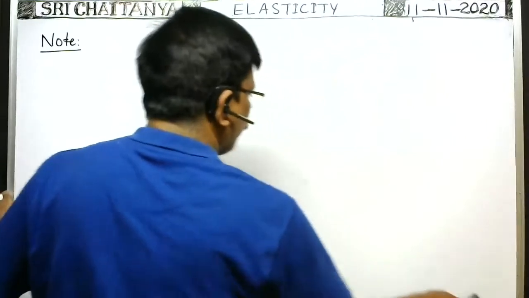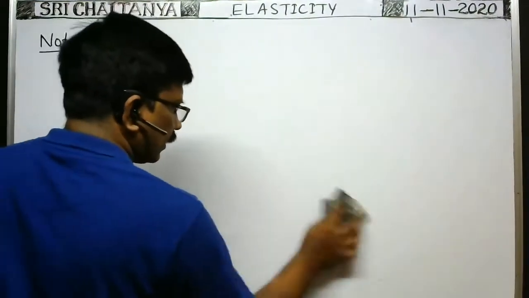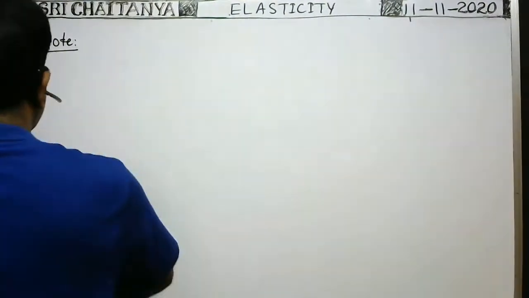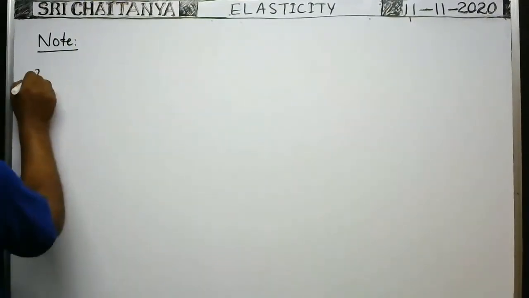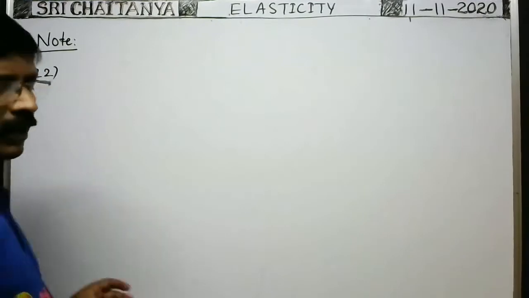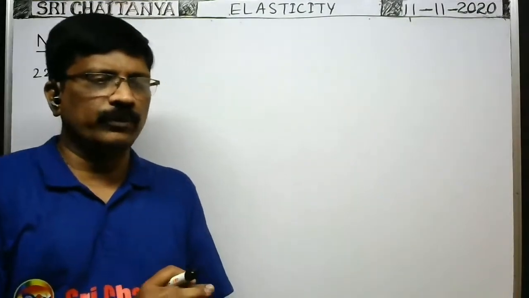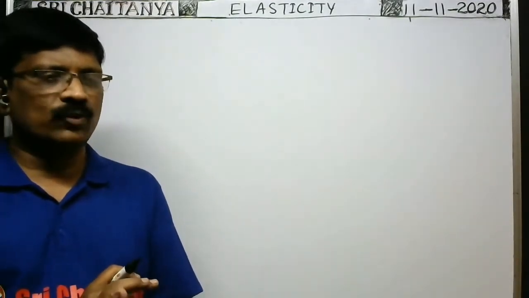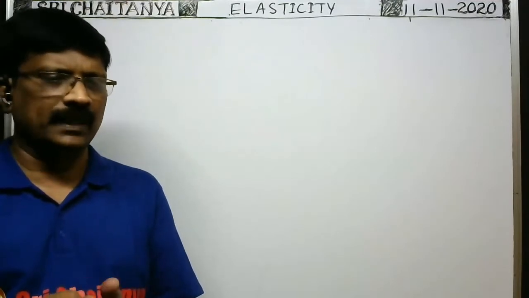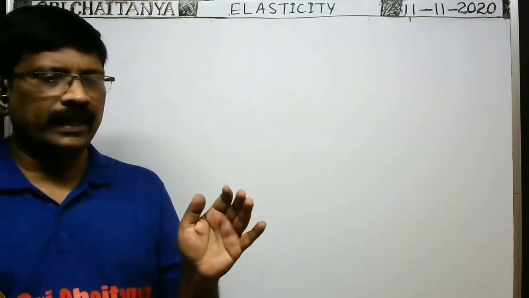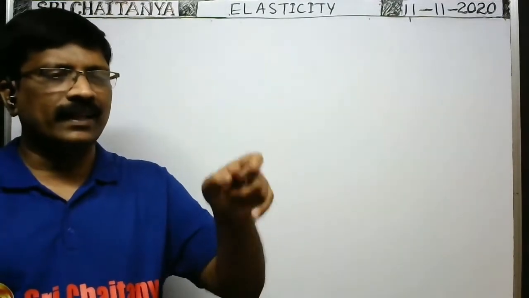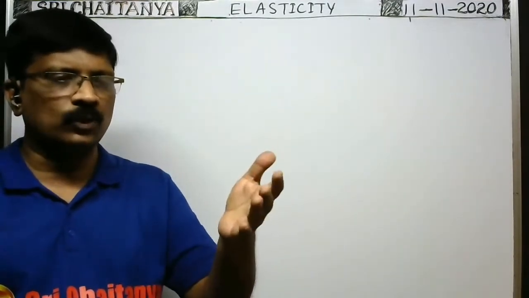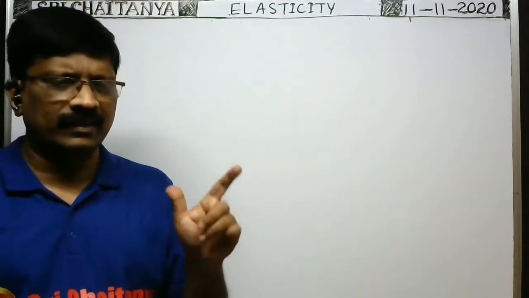What is the elongation of the wire due to its own weight? Already we derived that formula, I think. Question 22: what is the formula for elongation of the wire due to its own weight? Rho g L squared by 2Y. When the wire is hanging, the elongation of that wire due to its own weight is equal to rho g L squared by 2Y.